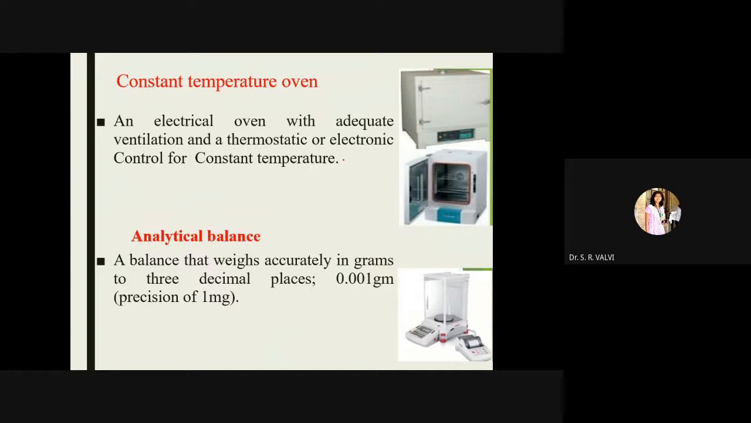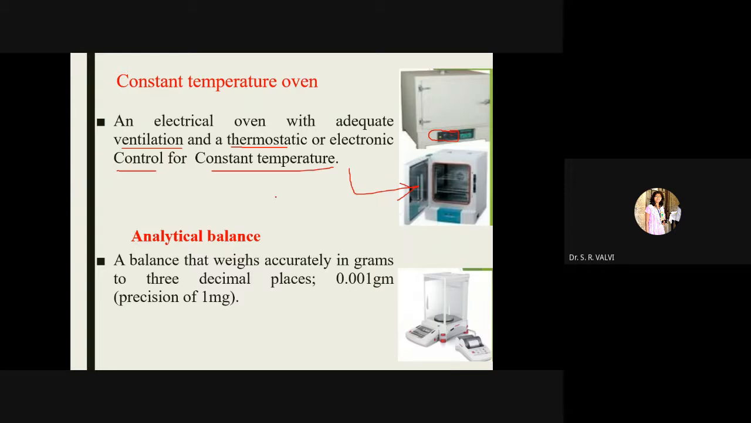Now see, constant temperature oven. So here again we are going to keep these seeds right over here to make them dry. The oven is an electrical oven with adequate ventilation and a thermostatic or electronic control for constant temperature. So the oven must have these knobs present over here and we are able to maintain the constant temperature with the help of this electronic control, or I can say a knob which is present on it.